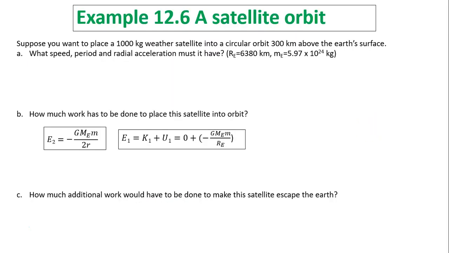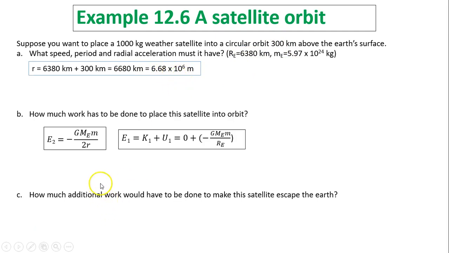Here is an example. Suppose we want to place a 1,000 kilogram weather satellite into a circular orbit 300 kilometers above Earth's surface. What speed, period, and radial acceleration must it have? So first, we have to find R. R is the distance from the center. We have to add 300 kilometers to the radius of the Earth. So that's R, 6.68 times 10 to the 6 meters.